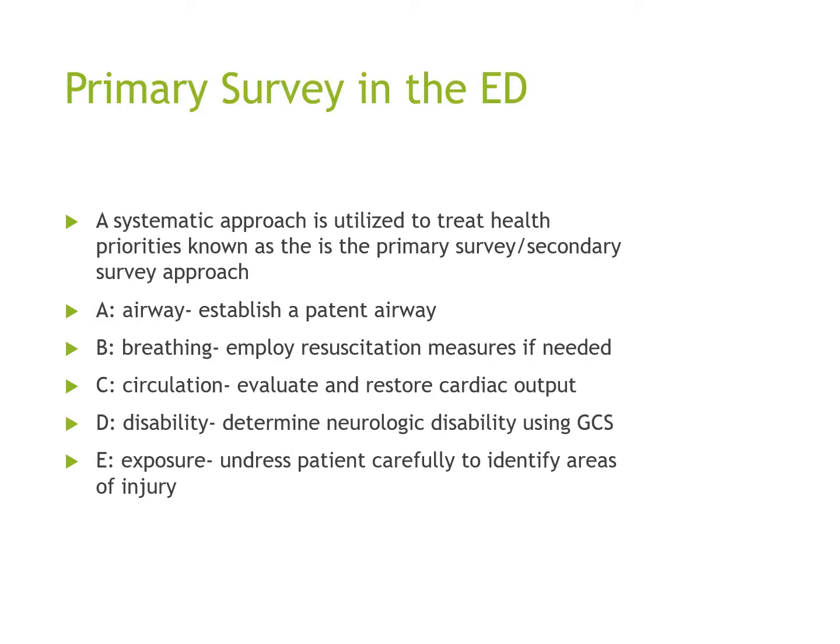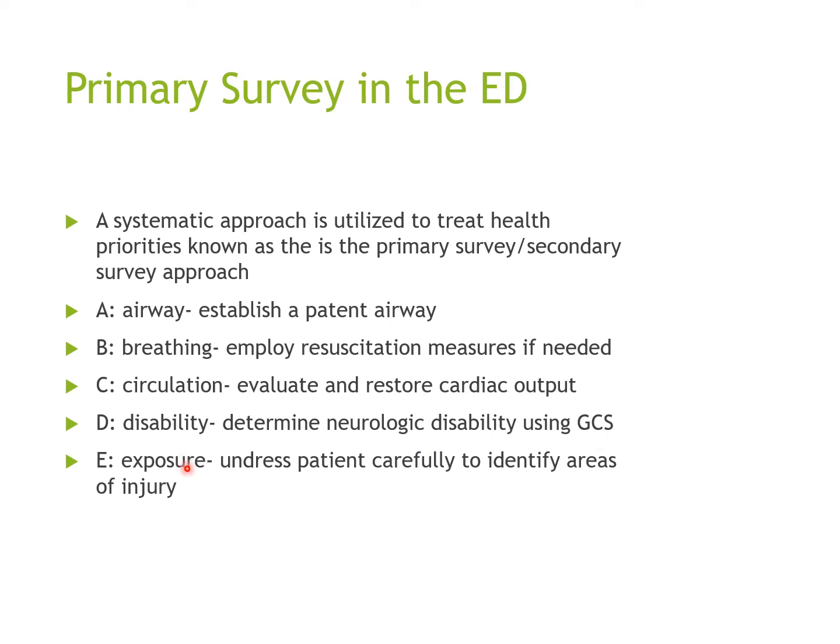So there is a systematic approach utilized to treat health priorities. It's known as the primary survey, secondary survey approach. This stuff you guys are already familiar with, so I'm not going to spend too much time on it, but essentially you're doing your ABCs, and you're also checking for whether or not there's any disability. You're determining the neurologic disability using the GCS. How much can this patient do for themselves, right?